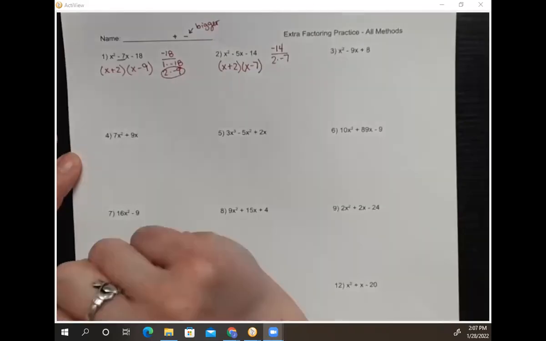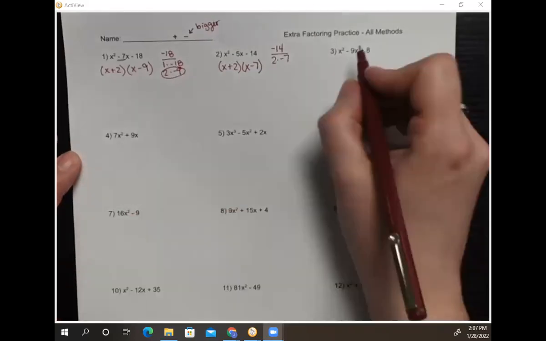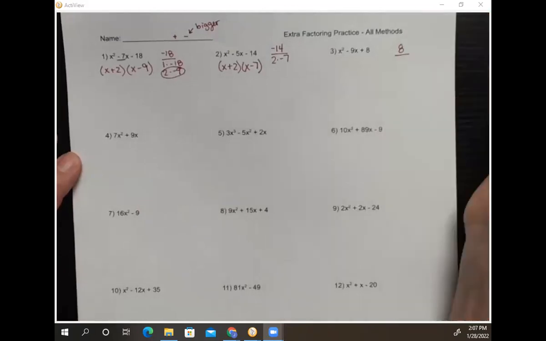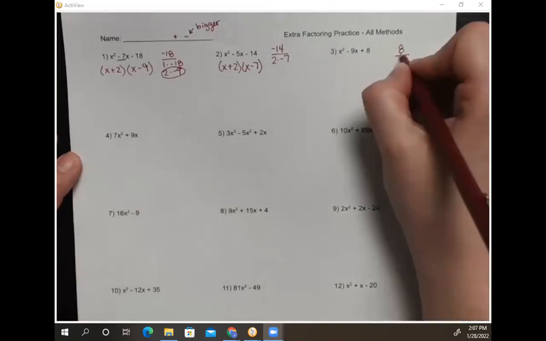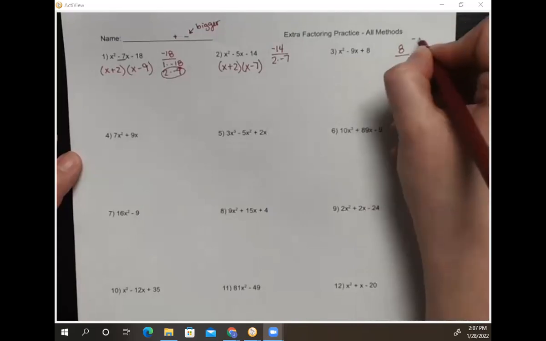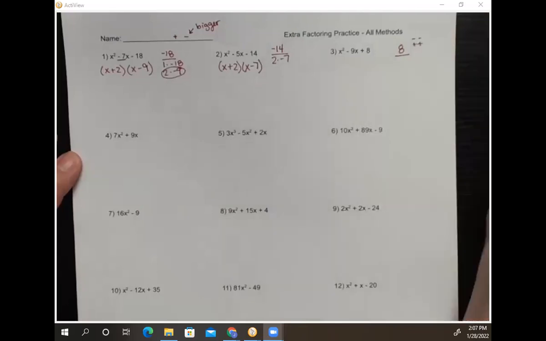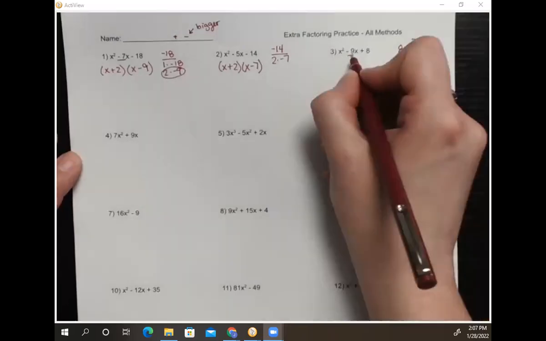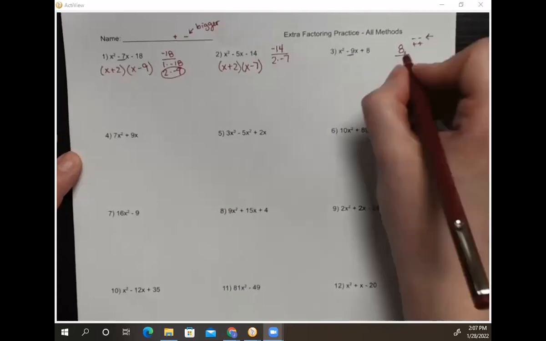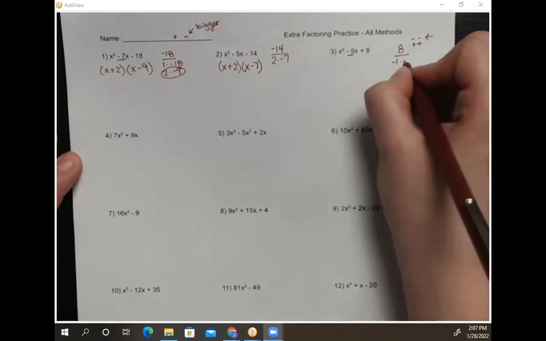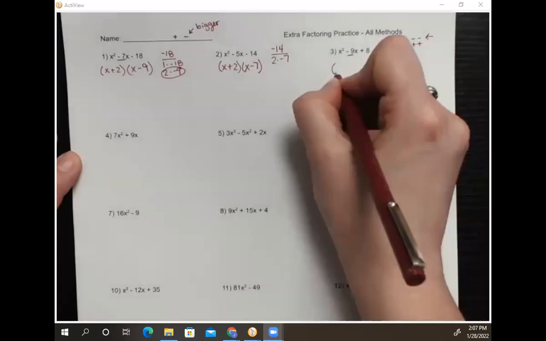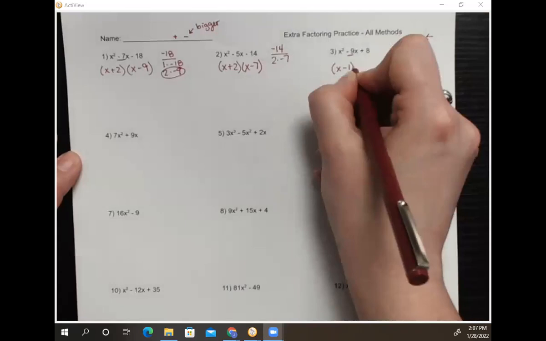And then number 3, same idea. No GCF to pull out here, so I'm looking for factors of 8 that would add to -9. This time I'm factoring a positive number. So to get a positive number, I need a negative times a negative or a positive times a positive. Since we're going to add up to -9, that tells me I want negative times a negative. So this would be -1 times -8. That would add up to -9. My factored form is x minus 1 times x minus 8.